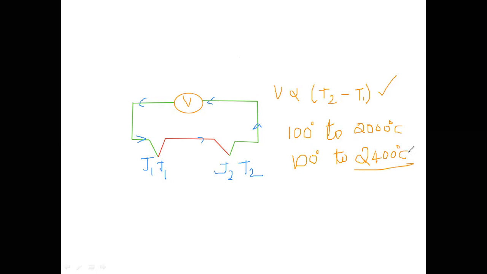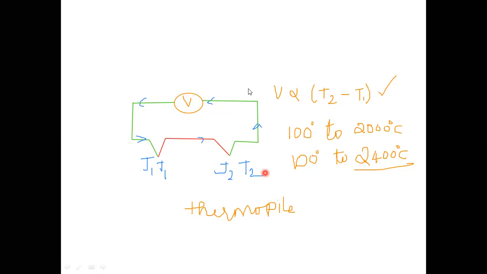There are some laws of thermocouples. If I want to extend the range of thermocouples, I will combine two or more thermocouples. If I combine two or more thermocouples, it is called a thermopile. Thermopile means two thermocouples are joined to form a single thermocouple in order to extend the range.